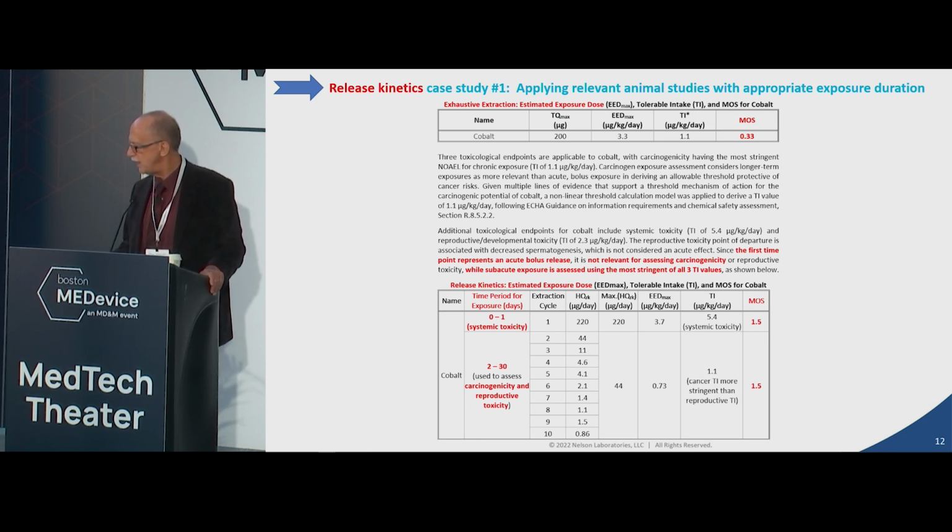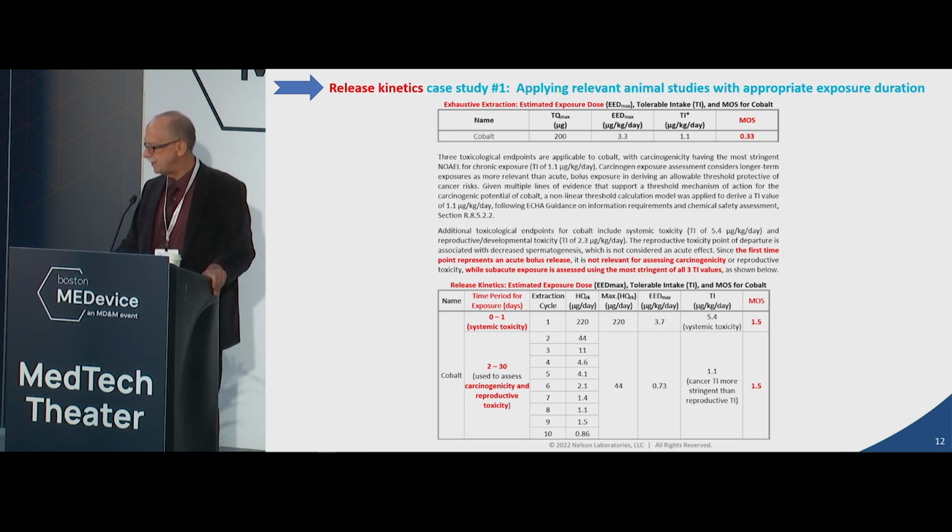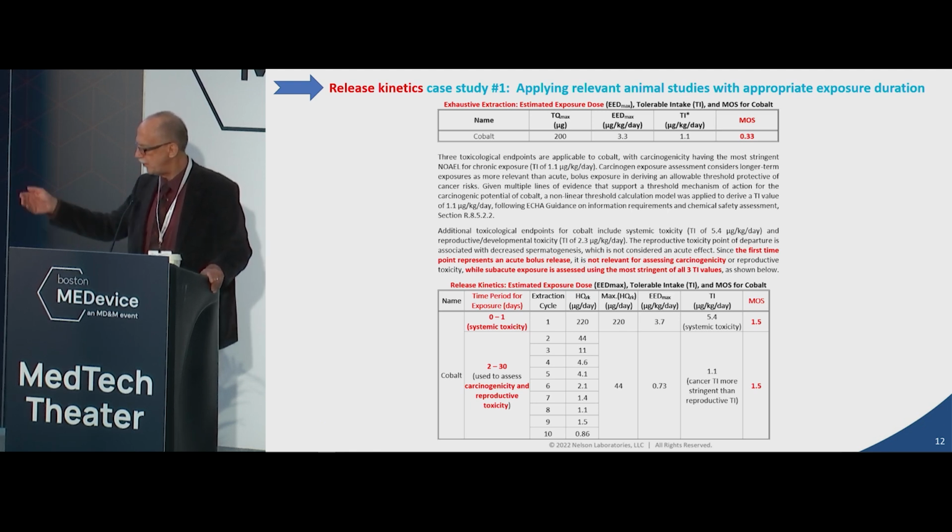Additional endpoints are the systemic toxicity, which is 5.4. That's much more liberal. And the reproductive developmental, which is 2.3. Interestingly, though, there's also a caveat. The repro developmental point of departure is associated with decreased spermatogenesis, and that is not considered an acute effect according to the literature. The literature says that that effect was not seen except in chronic exposure.